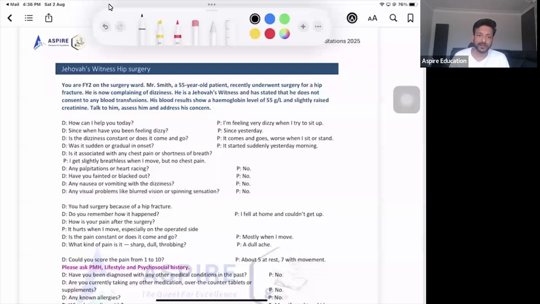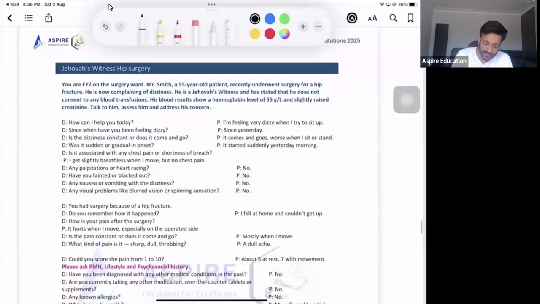So, Jehovah's Witness, hip surgery. You are in the surgery ward. The patient is Mr. Smith, a 55-year-old patient, recently underwent surgery for a hip fracture. And now the patient is complaining about dizziness. Other information: the patient is a Jehovah's Witness and has stated that he doesn't consent for any kind of blood transfusion, right? His blood shows a hemoglobin level of 55.